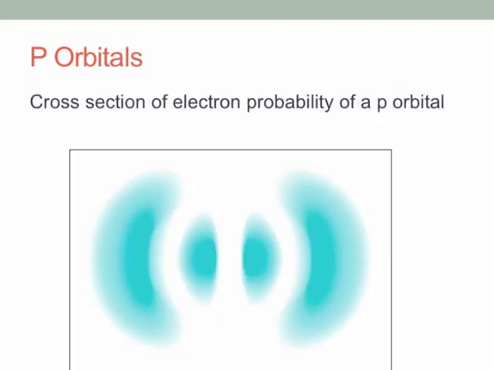P orbitals also overlap when we start adding energy levels. P orbitals have nodes as the p orbitals for each energy level start to overlap. And again, we find this gap where the probability of an electron located there drops to 0.